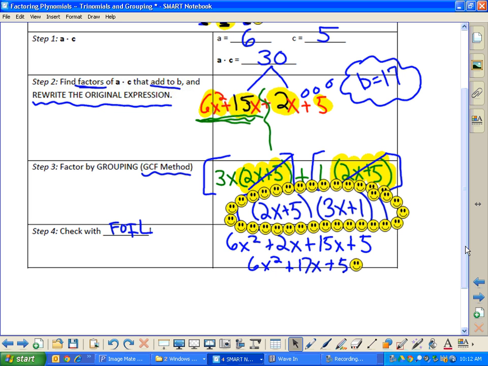Okay, so at what point, here or here? The one in smiley faces. So you understood this line right here, is that correct? Okay.